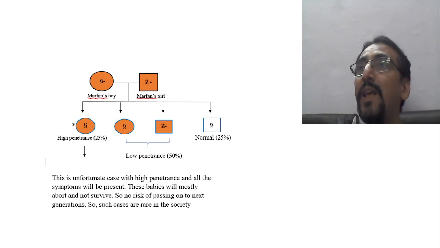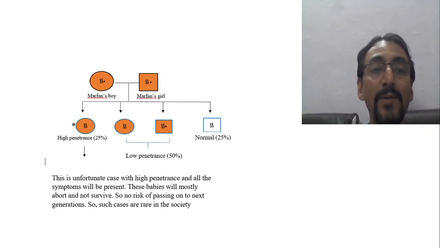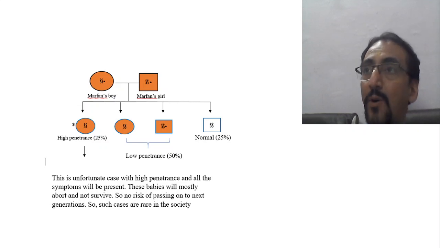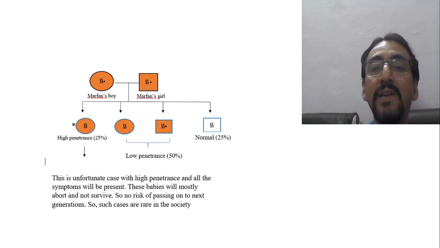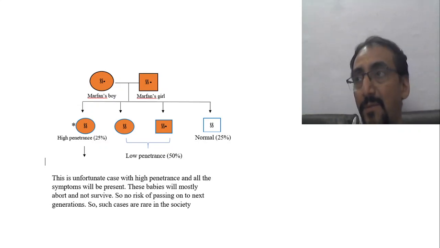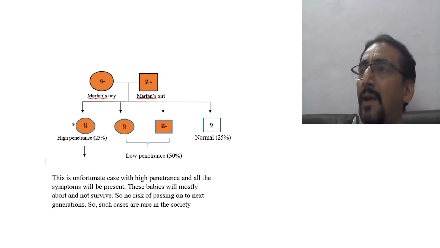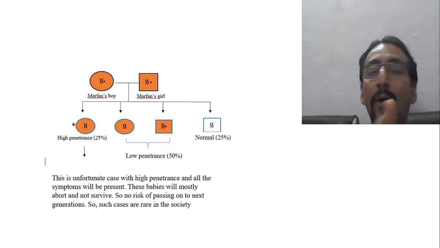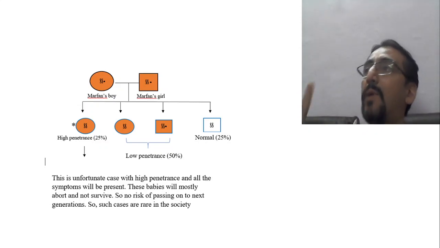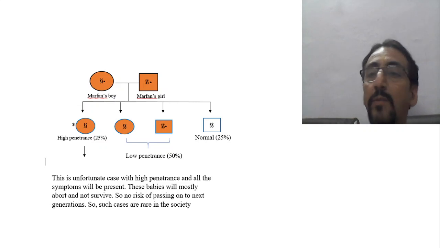Now suppose they have 4 kids. Out of these 4 kids, if you do the permutation combination, 3 kids will be affected and 1 will be normal. These are the possibilities, an assessment, that's all. Genetics is all prediction. Suppose they have only 1 kid, all our assessment goes wrong. They decided they will have only 1 kid and that 1 kid was normal.